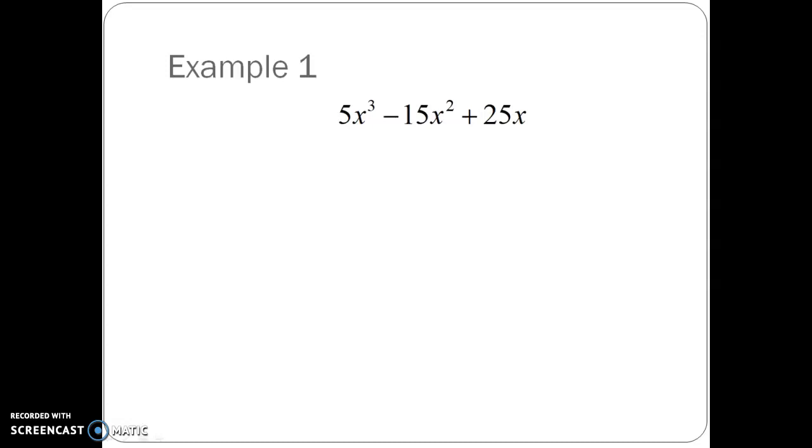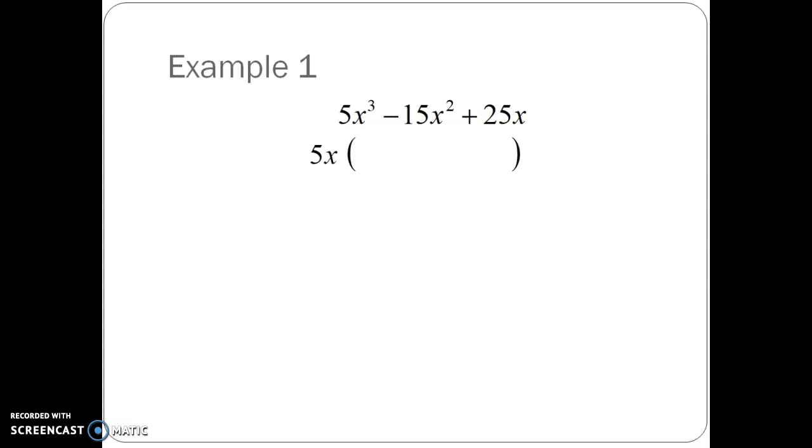So we want to find the largest term that will go evenly into all three of these terms. In this case, it looks like 5 is a GCF, and x is also part of the GCF. So 5x is going to be the GCF that I want to factor out. Okay, so what goes inside the parentheses? Inside the parentheses, you're going to be writing down what's left over.